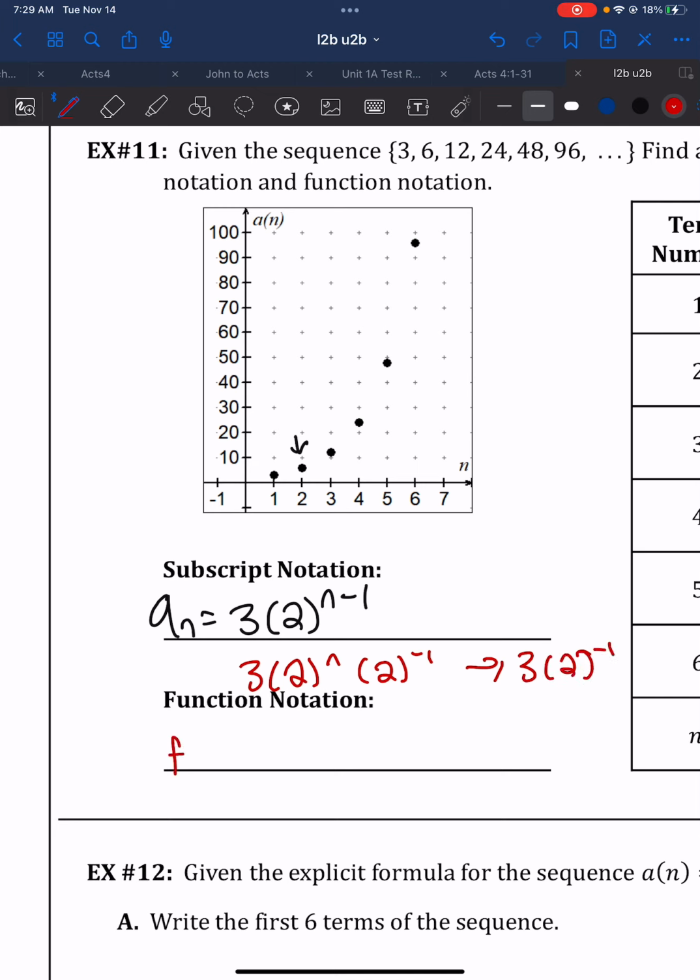So I've got f of n equals, let me type that in my calculator, 3 times 2 to the -1. That gives me 1.5, and usually you'll see it as a fraction. So math, enter, that's 3/2. So f of n equals 3/2 to the 2n. Okay? So that's how you rewrite it.